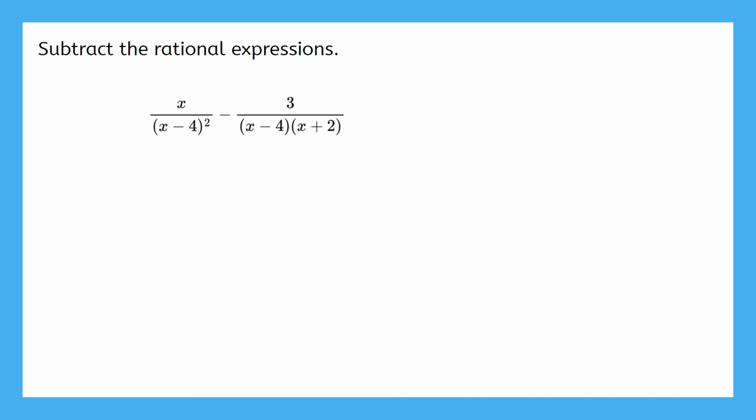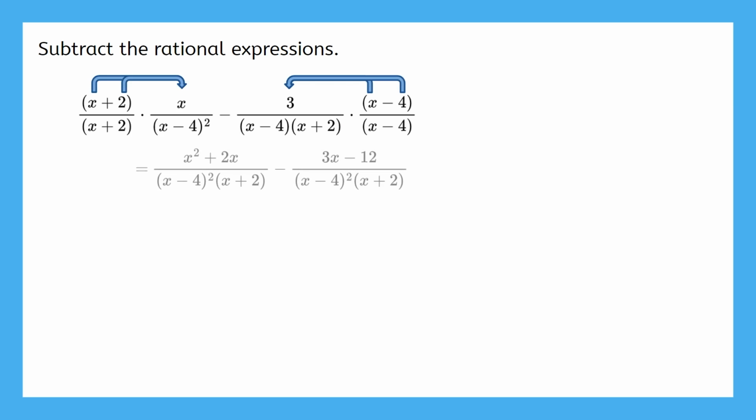Both denominators have one x minus 4. But the denominator on the right is missing that second x minus 4. And the denominator on the left is missing x plus 2. We distribute in the numerators and keep the denominators in their factored form. We could see our LCM for the denominator is x minus 4 squared times x plus 2.